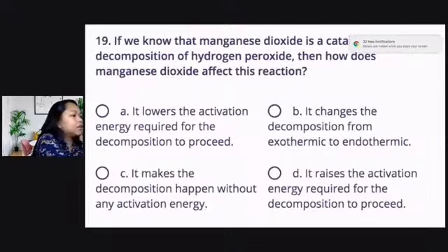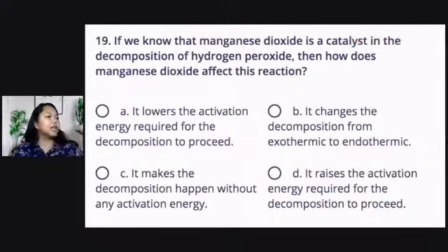Mag-chat lang ako dito. Sa isang chat box. Nag-chat sila. Hindi yata nila alam na may live. Okay, letter may B, may D. Mukhang marami na namang ligwak, no? Sa ating number 19.